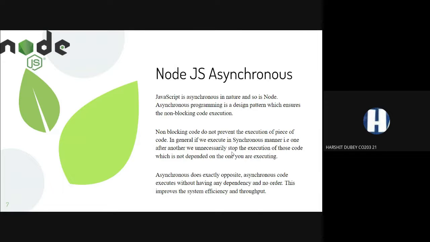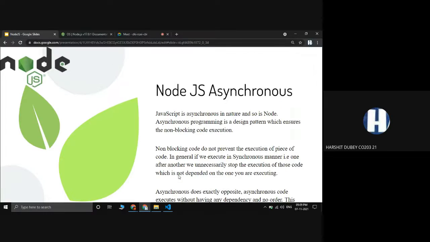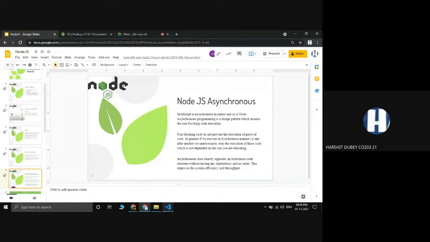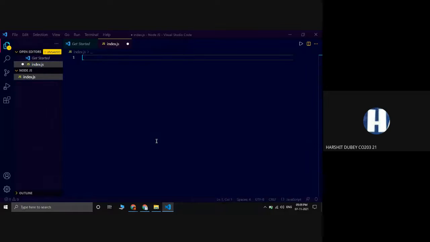So let's read this last paragraph, which is important. Asynchronous does exactly the opposite. Asynchronous code executes without any dependency and no order. This improves the system efficiency and makes our system more efficient as well as fast. So let me take you to this editor again, and let's see synchronous. Although we know that Node.js is asynchronous, the enjoyment is in seeing the synchronous, which is not useful, and then moving on to the useful part.